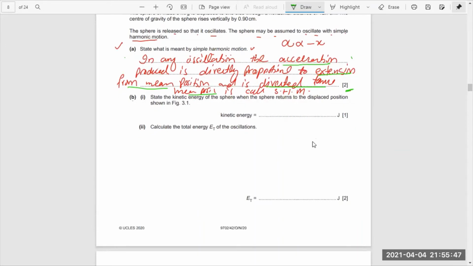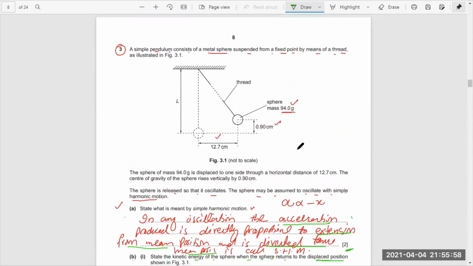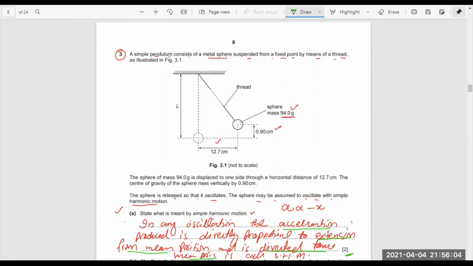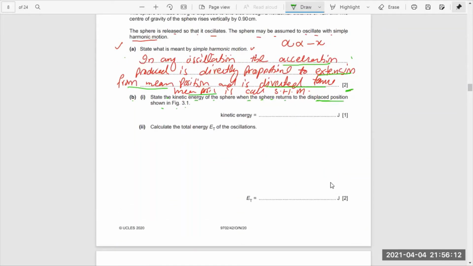Moving on to the next part, he says state the kinetic energy of the sphere when the sphere returns to the displaced position as shown in the figure. So where is the displaced position? This is the maximum distance from the mean position. Whenever it is at the maximum distance from the mean position, the kinetic energy without any calculation is 0 joules. Why? Because the object is at rest. When the velocity is 0, the kinetic energy is also 0. Then he says, calculate the total energy of the oscillations.